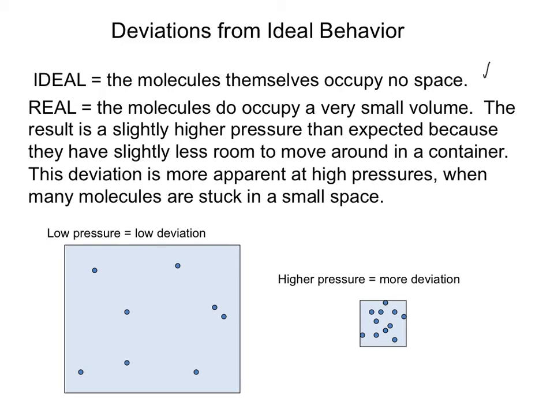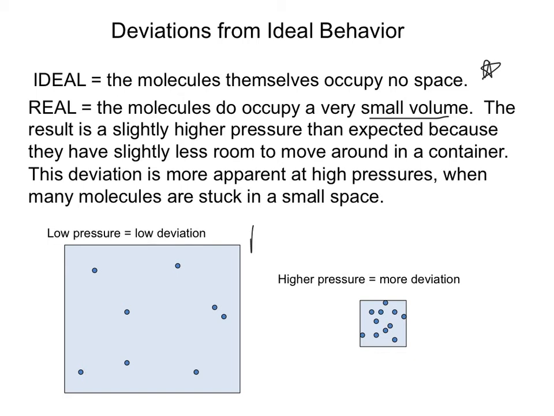Okay, so when we're assuming that something is an ideal gas, we assume that the molecules themselves don't occupy space. And the reality of it is that molecules do occupy space. They're three-dimensional structures, so of course they do. And this very, very small volume will actually end up resulting in a slightly higher pressure than you would expect, because there's slightly less room for them to move around in the container, and subsequently, they bump against the side of the container a little bit more, and you get a higher pressure value.